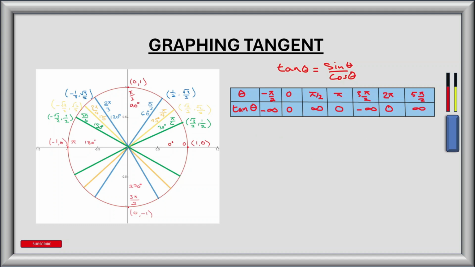As we saw in an earlier video, the range of sine and cosine is from -1 to 1. Tangent is different to sine and cosine. As we've seen, as cosine tends towards 0, tangent tends towards negative and positive infinity. When cosine equals 0, tangent is undefined.